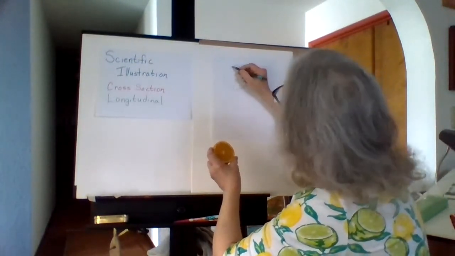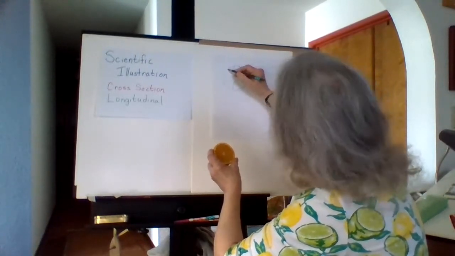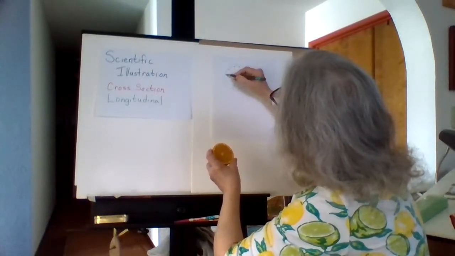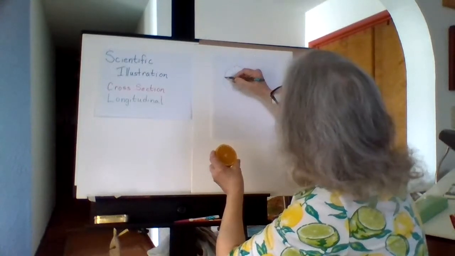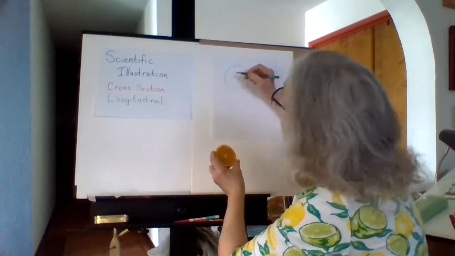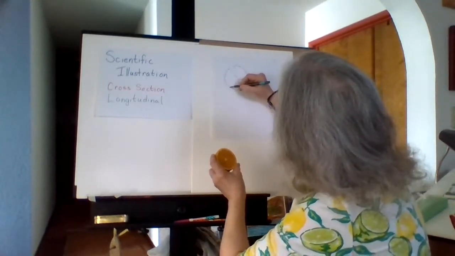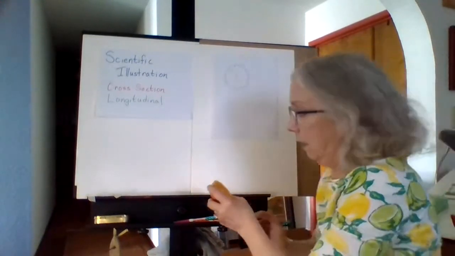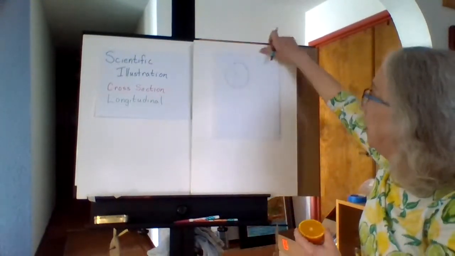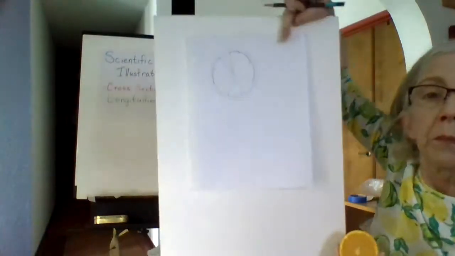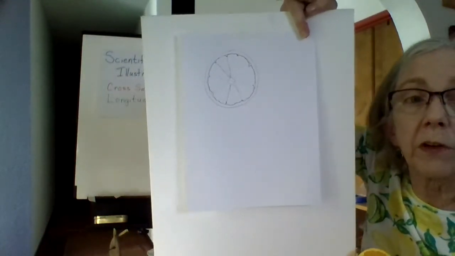And if I were making a scientific illustration, this would take me quite a bit of time. I'm going very fast because I'm not doing it scientifically. But by looking at it as I'm drawing it, can you see that that becomes an orange?